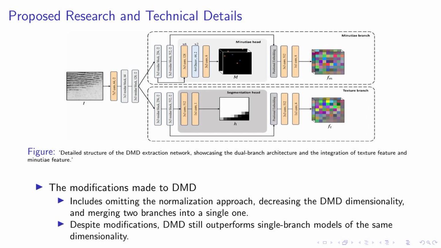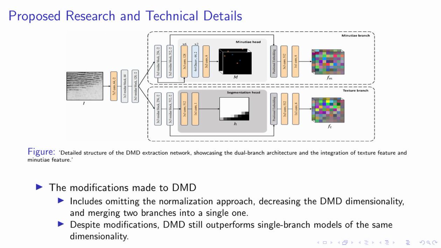Moving forward, let's delve into the technical details of our proposed research. As you can see in the figure, our dense minutia descriptor, or DMD, extraction network is characterized by a dual-branch architecture. This structure integrates both texture and minutia features, enhancing the model's performance.